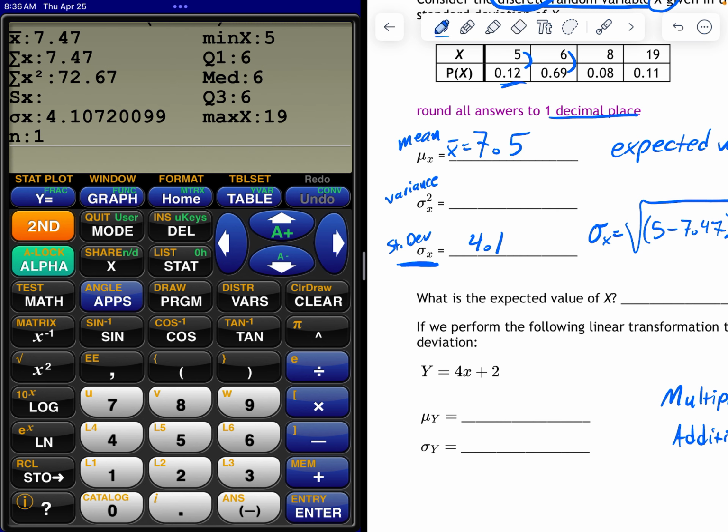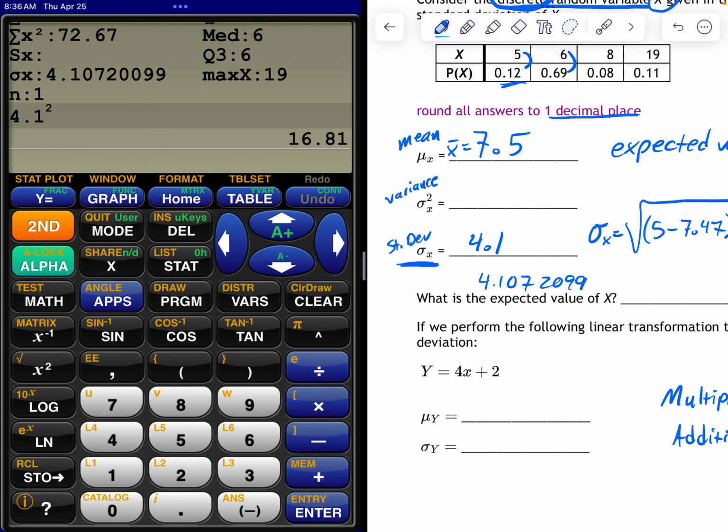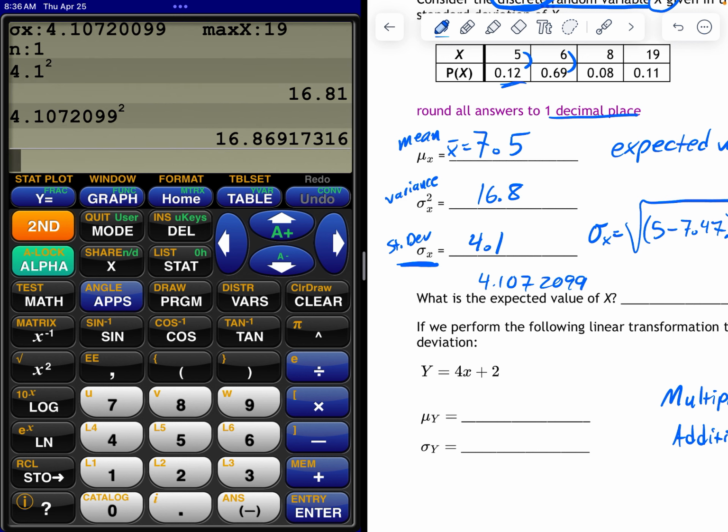Then to get the variance, I just square this. I'm a little suspicious. Do I need to just square this, or should I square that big decimal, the whole thing? So I would maybe write out more values of this, and I'll try it both ways. So 4.1 squared is just that, so that would be my first try, 16.8. Then I'm going to do the whole thing and square that. Yeah, because that one, I'm going to say 16.9. So I'm not sure which one the mom will accept.